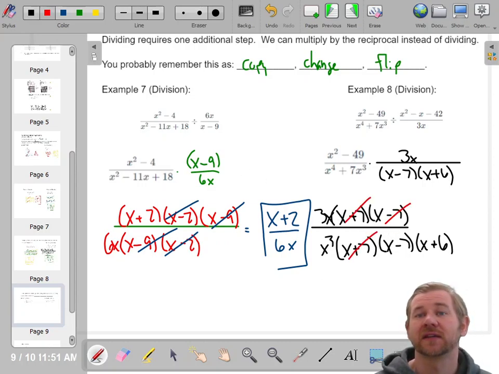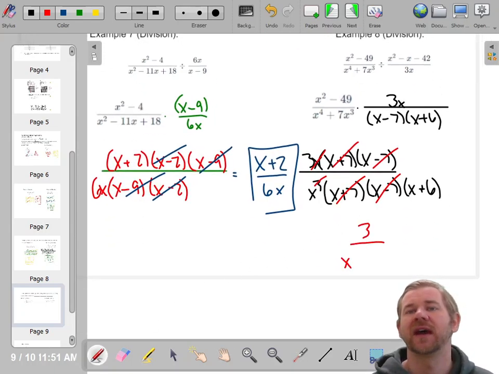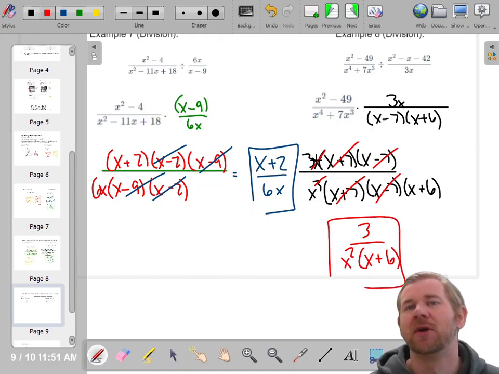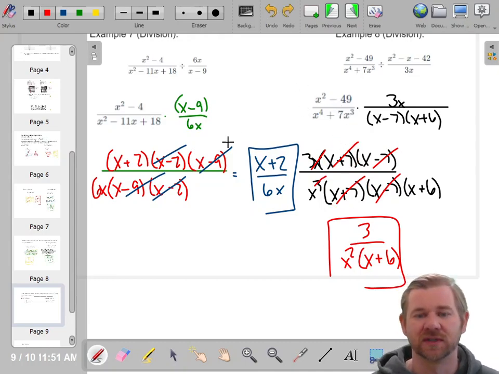x plus 7, x minus 7. One of these x's can cancel out, but you still have 2 in the bottom. So in the top you have 3, you have x squared, and you have x plus 6. Again, I'm allowed to cancel these out because this is multiplication. If the whole thing goes away, I'm just undoing multiplication with division, so they cancel out.